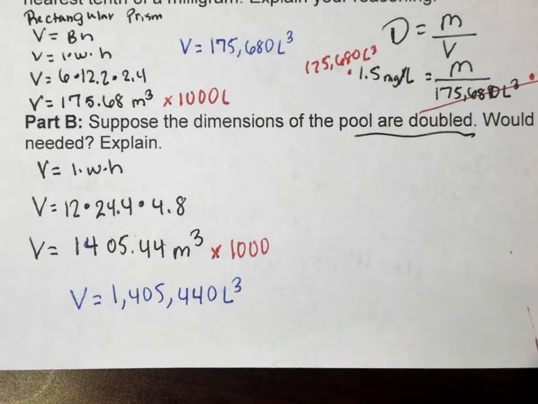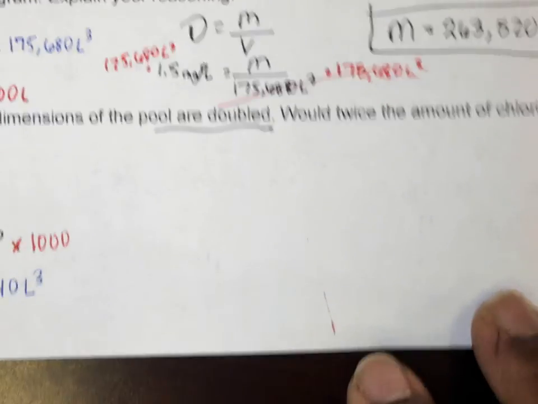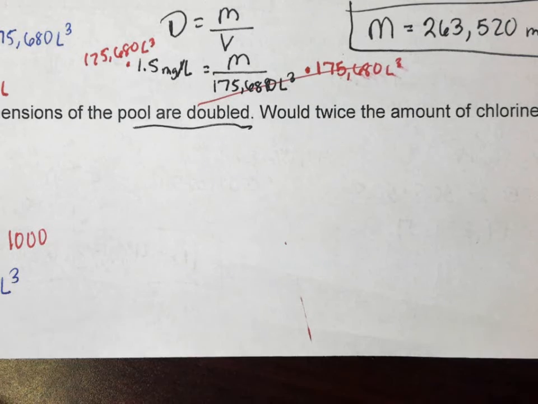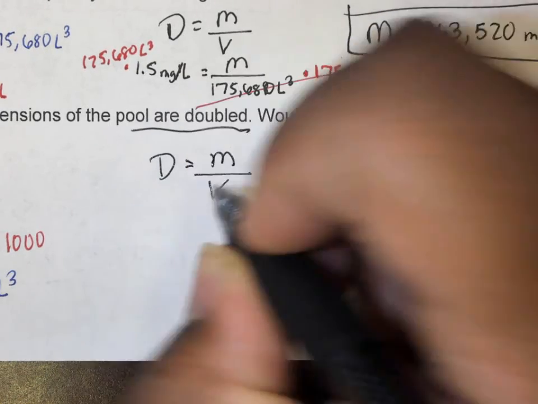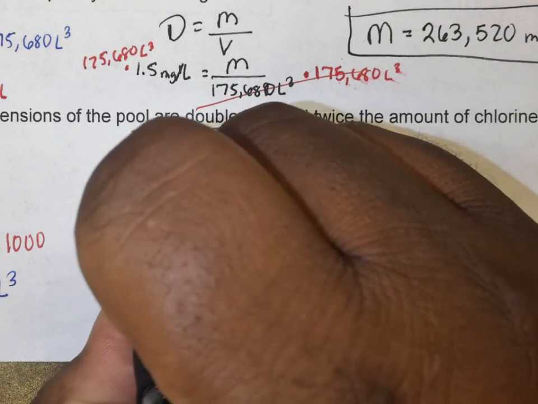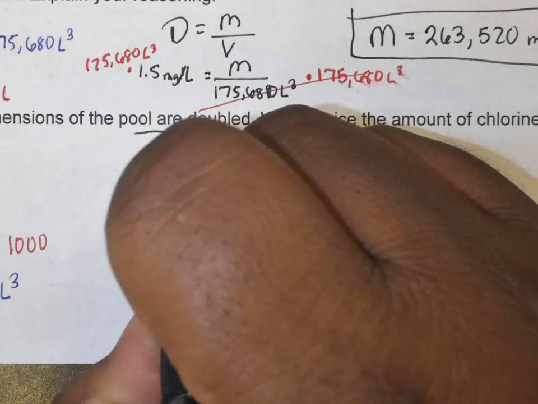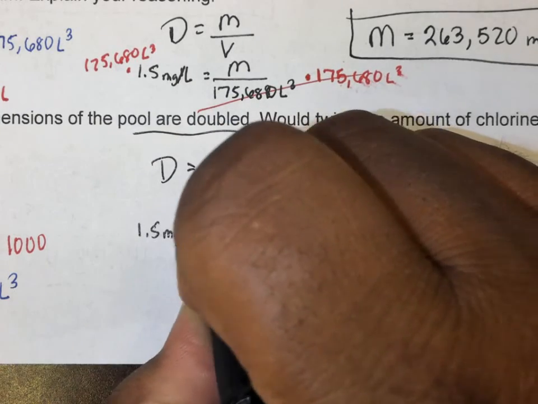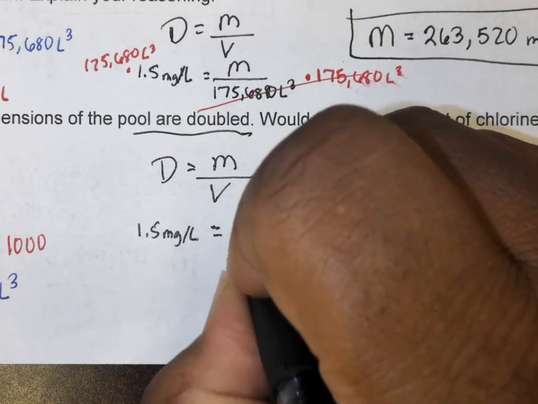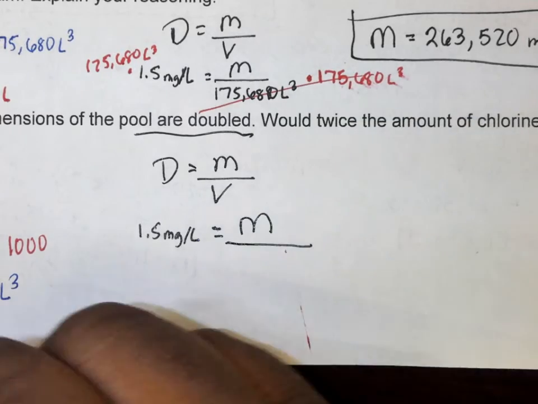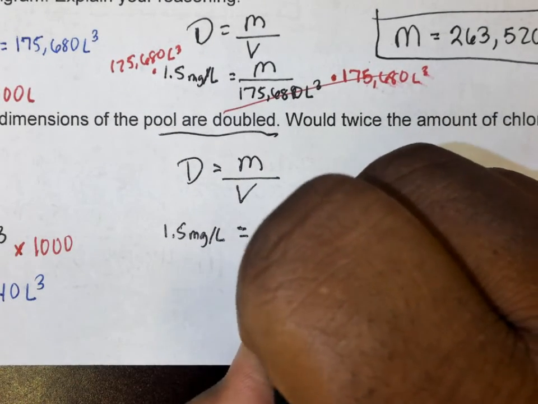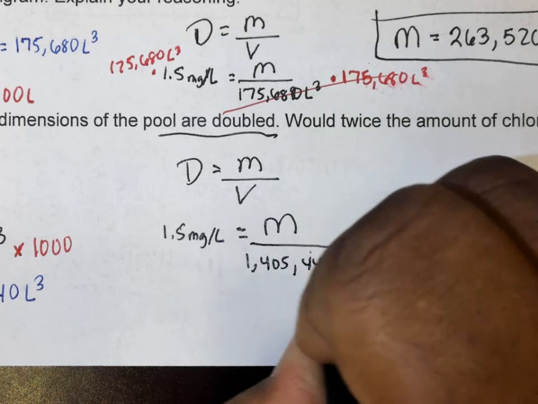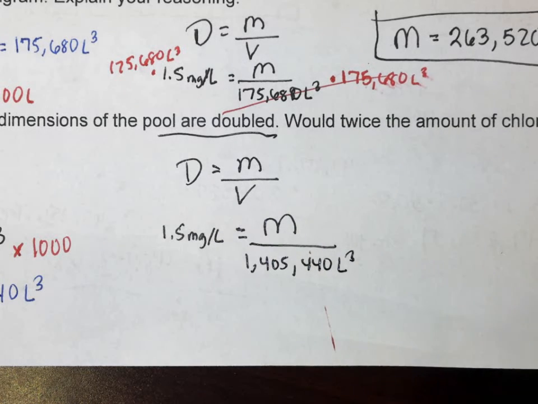Then after that, go back over here. We're going to calculate our mass again, and then we'll compare. So density equals mass over volume. Density is going to be 1.5 mg's per liter. I'm setting up the same way I set up the first one. I don't know my mass. My volume is this new volume I just calculated down here. 1,405,440, this is liters cubed.